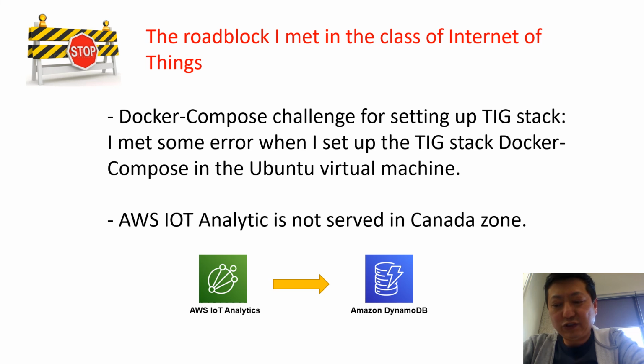Second, when I chose the AWS IoT project for the final demonstration, AWS IoT Analytics was my first option to collect and visualize the data of sensors. But AWS does not provide the AWS IoT Analytics service in the Canada zone. So I had to choose another option, DynamoDB, to utilize the data.